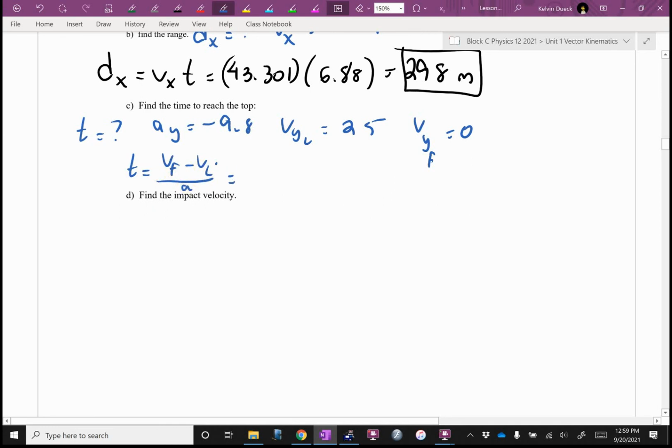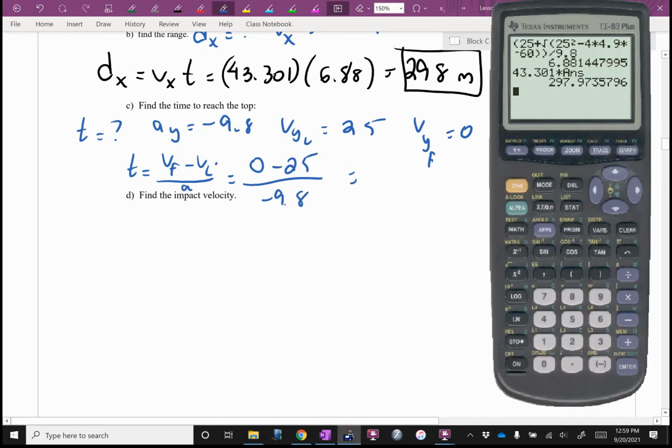By the way, you can see how people might panic if they couldn't spot that. If they couldn't see, oh, v_y final is 0, they might put in the slanty value. I mean, hopefully they're not going to put in 9.8 for a velocity ever. But then, you know, grasping at straws. Don't do that. Relax. We can do this. Change colors, Mr. Dewitt. 0 minus 25 all over negative 9.8. 2 point something, I think.